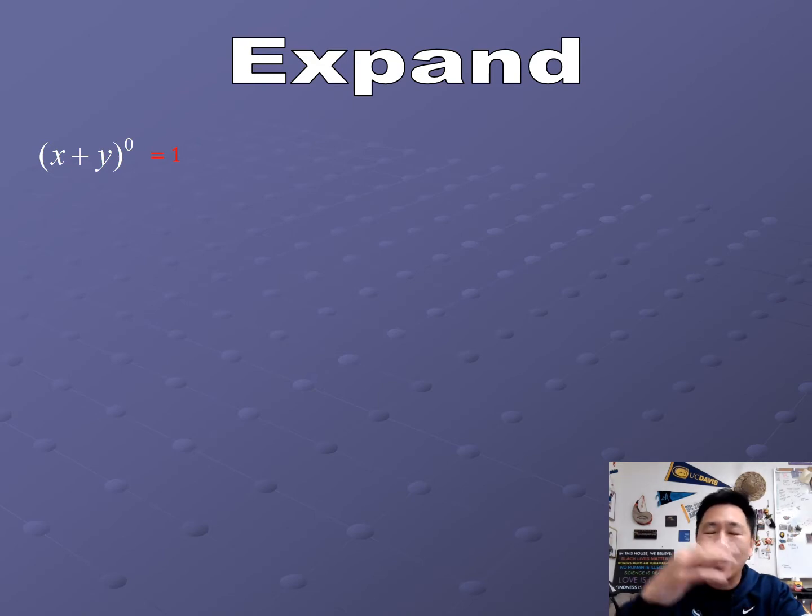Is 1. So anything to the 0 power, 7 to the 0 power, k to the 0 power, x plus y to the 0 power. Anything to the 0 power is just 1. What about x plus y to the first power? Well, anything to the first power is itself. There it is.